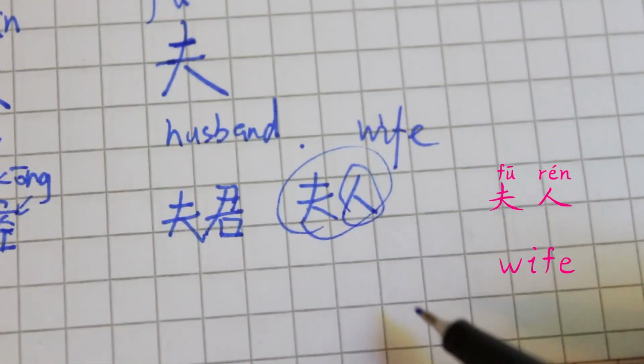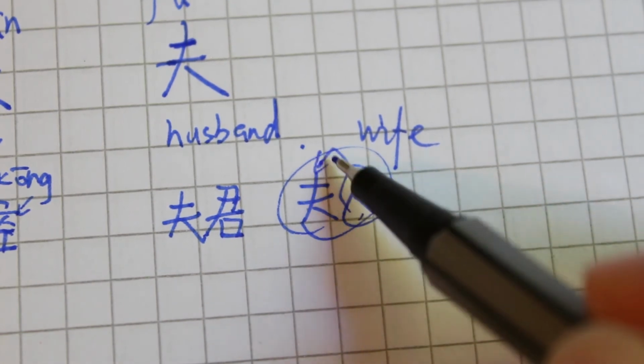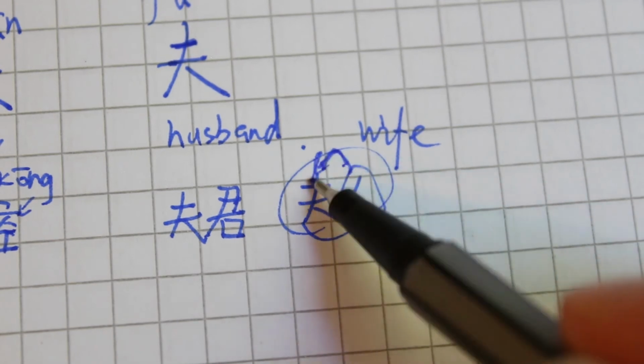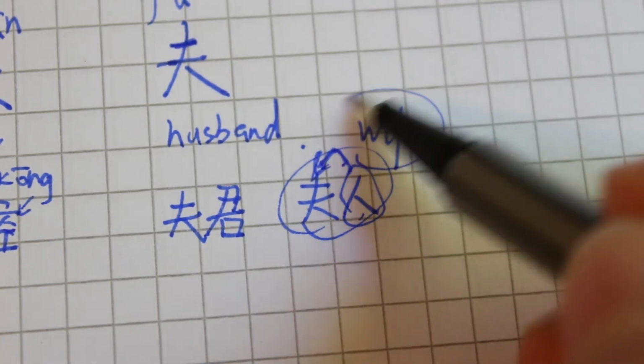人, you can imagine that this person belongs to the husband. So 夫人 means the wife. 夫人.